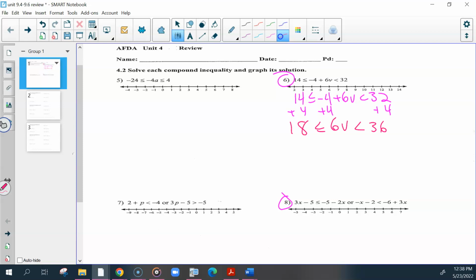From there, we can divide everything by 6. So this would give us 3 is less than or equal to b, which is less than 6. That would be a closed circle at 3, an open circle at 6, with a line that connects them.